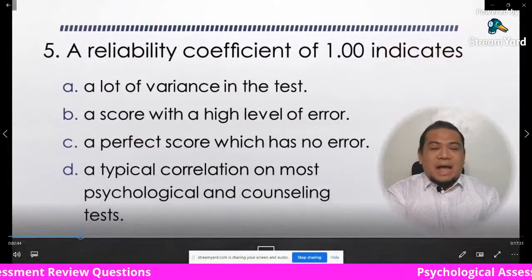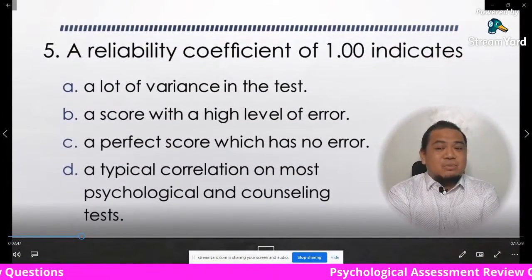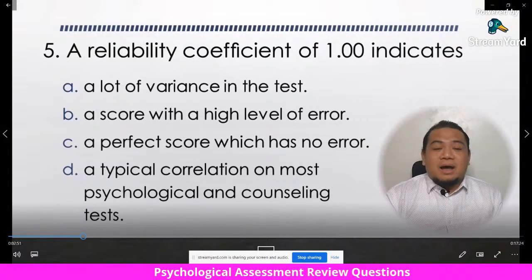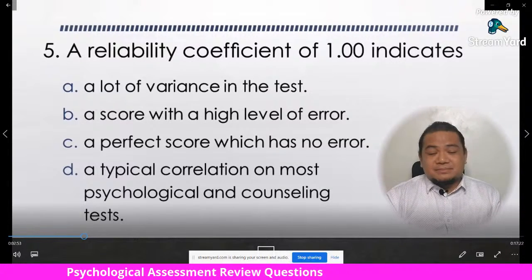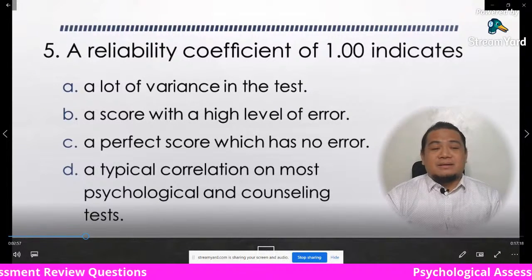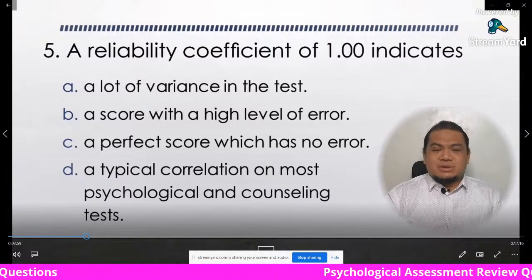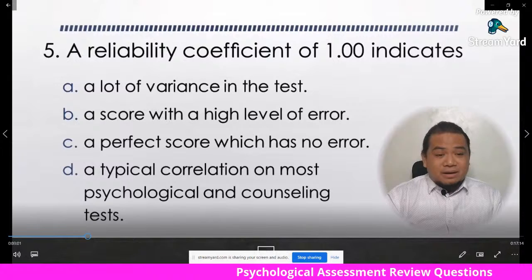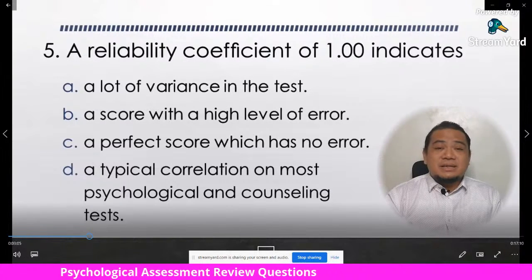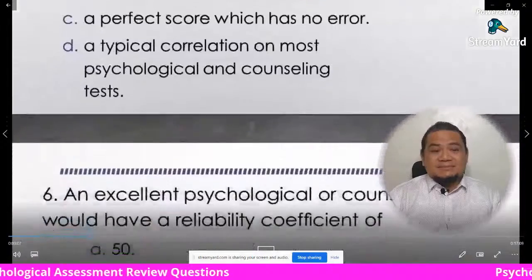Number 5, a reliability coefficient of 1.0 indicates A, a lot of variance in the test. B, a score with a high level of error. C, a perfect score which has no error. Or D, a typical correlation on most psychological and counseling tests.